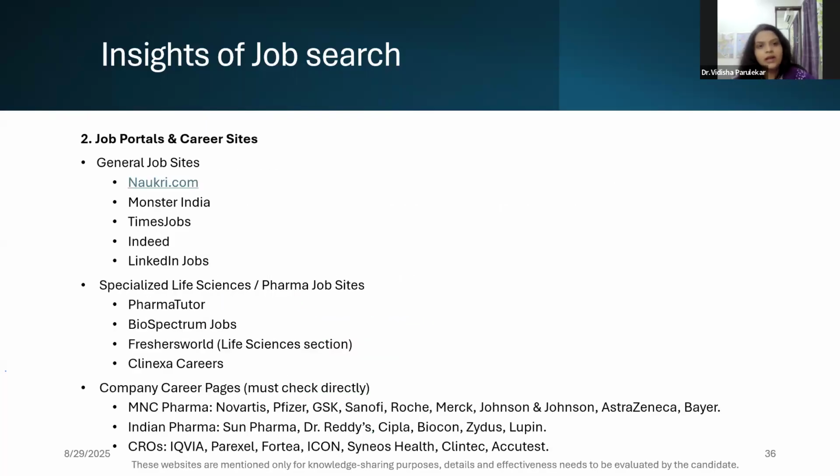Next is the job portals and career sites. Now there are certain job sites. Make your profile on all of them. I think they are all free, for making the profile, and upload your CV there. So you'll get calls from HR. You generally get them. That is one of the job search methods that you can adopt. Next, there are specialized life science or pharma job sites. You can check there also. And the third one is the company career pages. You have to check separately for each individual company page and see what opportunities the company is currently offering or looking for.